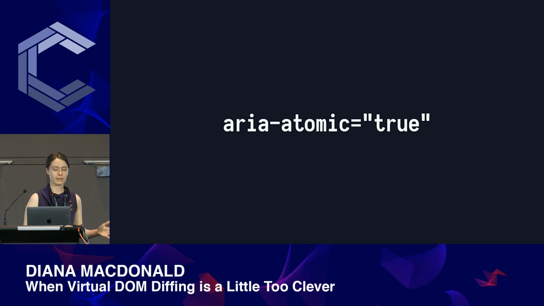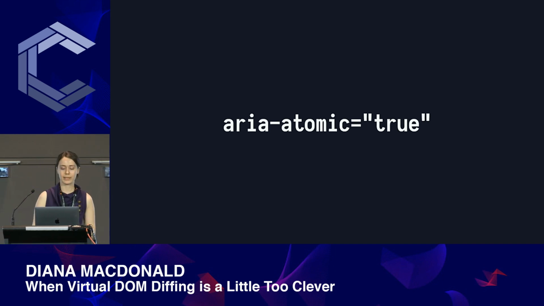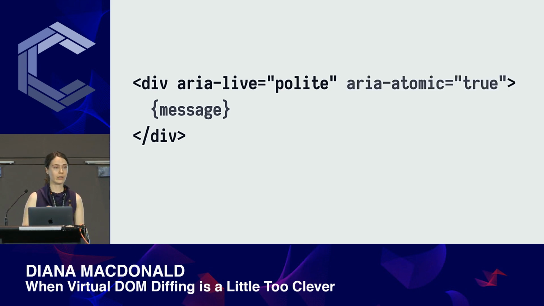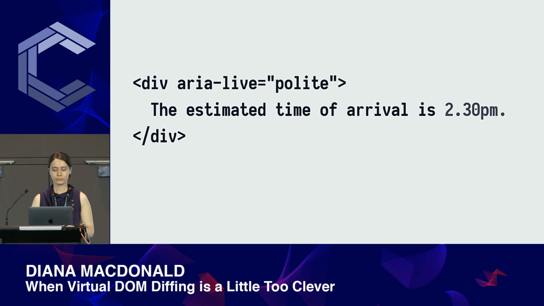So that was the basics. Now we'll look at some extra bits and pieces, such as Aria Atomic, which is an attribute you can use on live regions. Normally, if you change content in a live region, only the changed parts will be announced, unless you add Aria Atomic equals true to reread the entire contents of the live region when it changes.